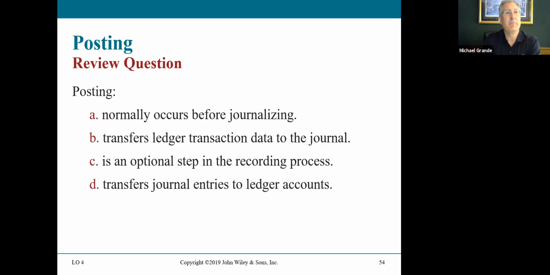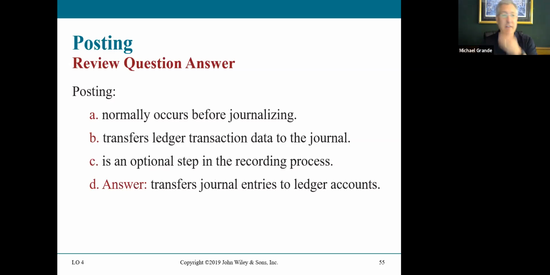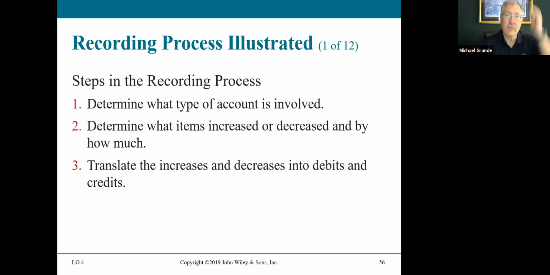Let's take a look. Posting normally occurs before journalizing? No. Posting transfers ledger transaction data to the journal? No. Is an optional step in the recording process? No. Transfers journal entries to the ledger accounts? That's the answer. Journalize, then post.